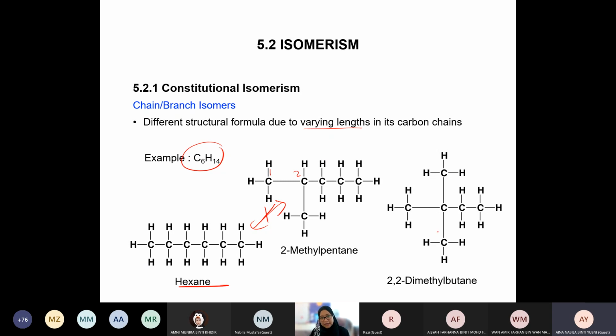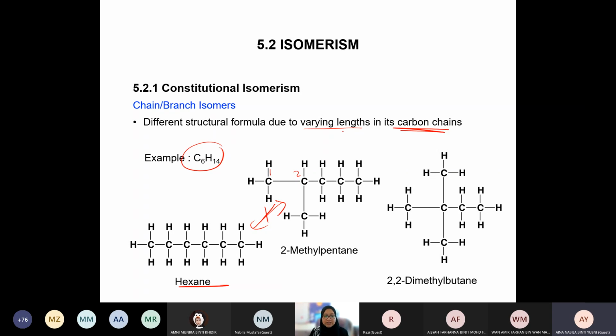So when we rearrange the carbon into other locations, we got this structural formula. So this is known as 2,2-dimethyl butane. Okay, again, this is not the same. These three are not the same molecule, but they have the same chemical formula. Okay, they differ in terms of carbon chain. Maksudnya dia punya number of carbon chain tu different.